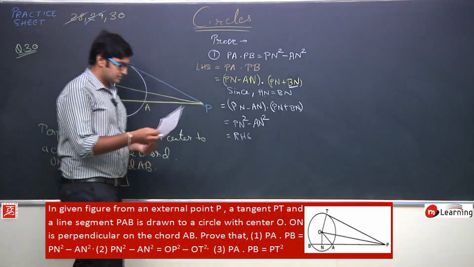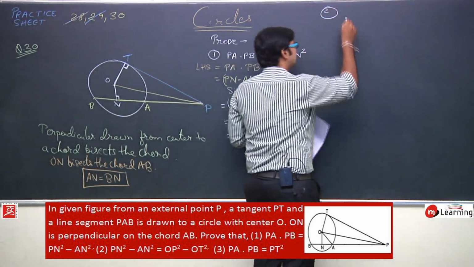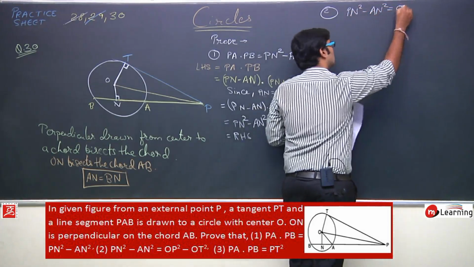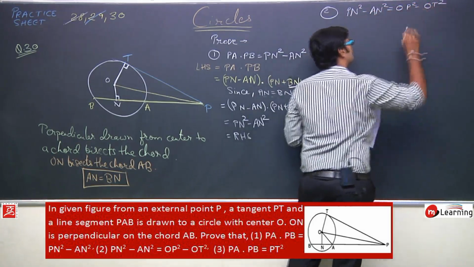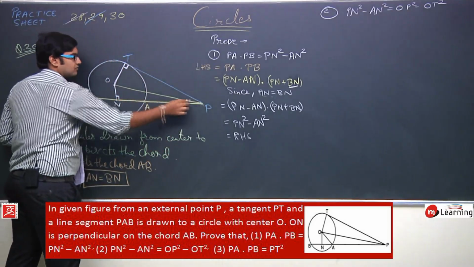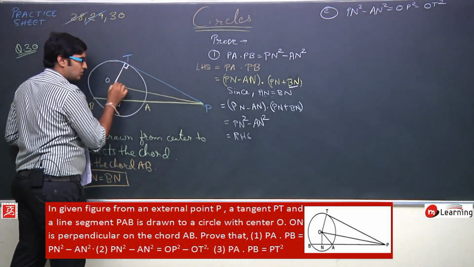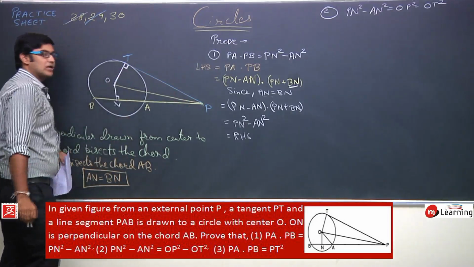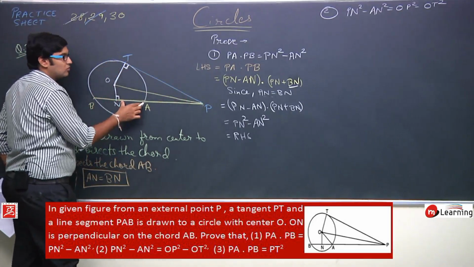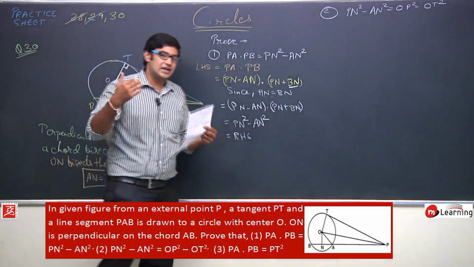The second condition that we need to prove is PN square minus AN square is equal to OP square minus OT square. Now you can see I need to convert this PN square in terms of OP square and OT square, and then there is AN square. Can I write AN in terms of some different value? Let us try to analyze and understand this.